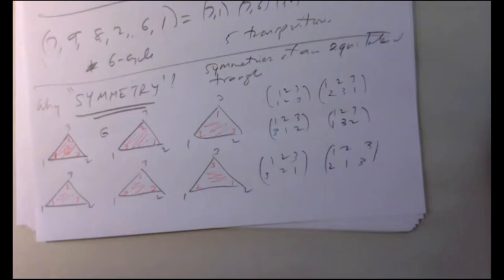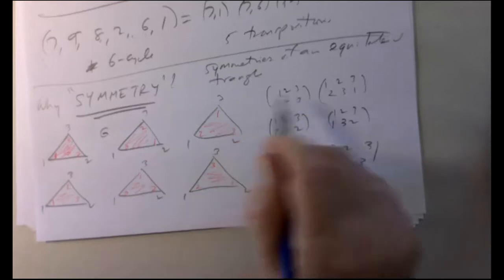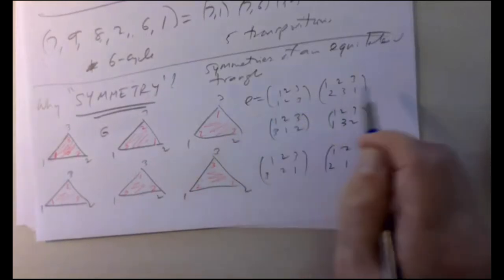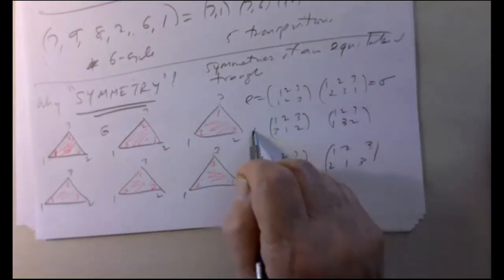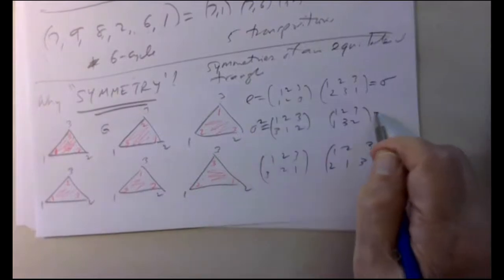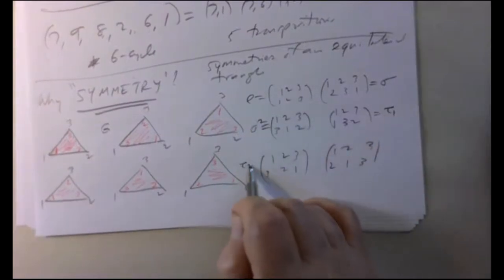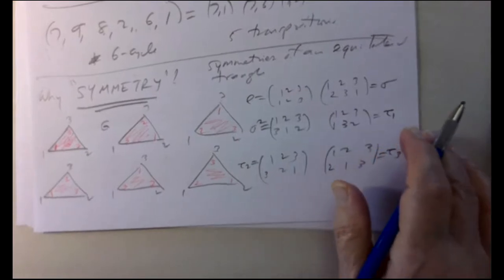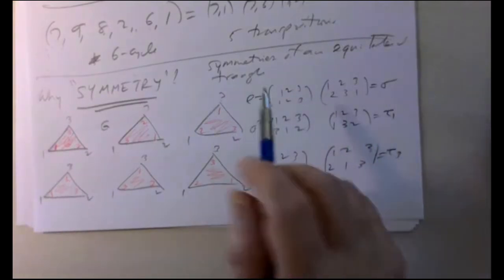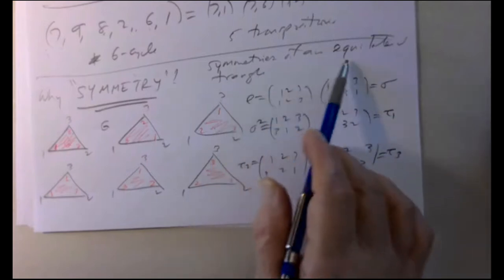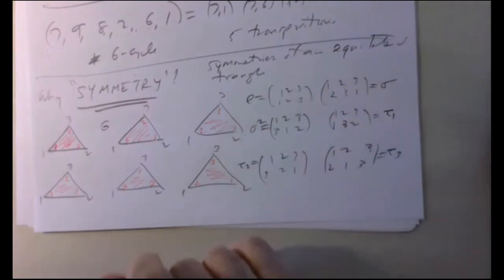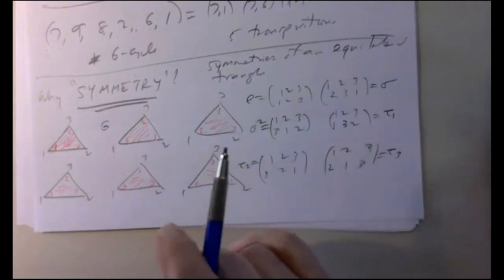So this is writing these 6 symmetries as permutations: this is the identity, this is sigma, this is sigma squared, this is tau 1, this is tau 2, and this is tau 3. So you can see that S3, the symmetries of this triangle, are in one-to-one correspondence with the permutations in S3.